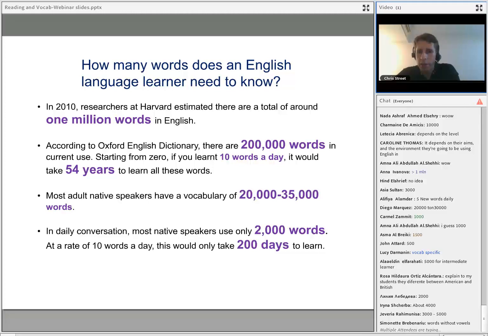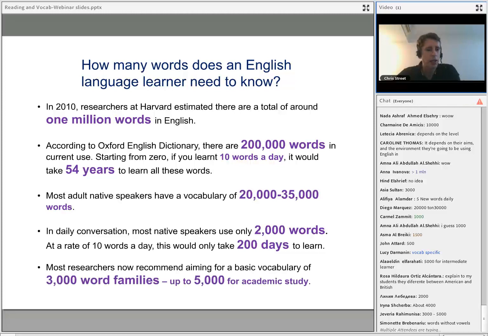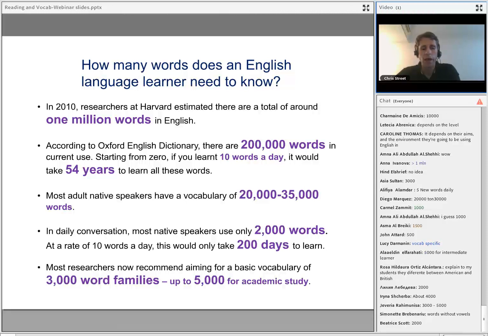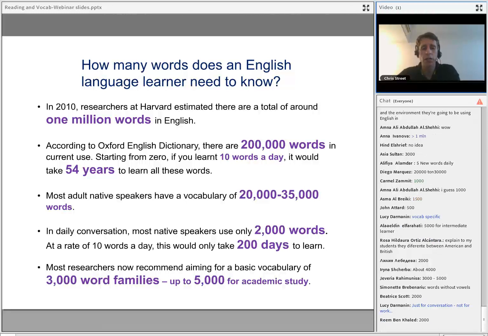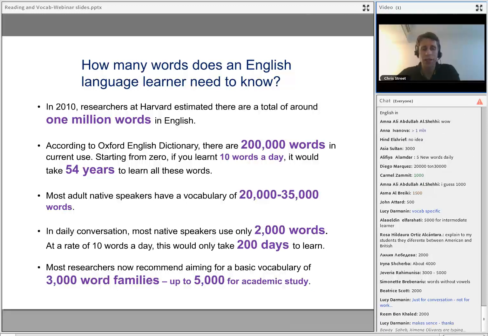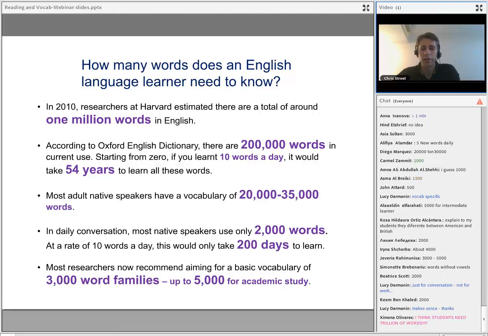And I've seen a number of people write down 3,000 to 5,000. And this is kind of what a lot of researchers now recommend for an English language student. You aim for a basic vocabulary of 3,000 word families, or maybe more if you're planning to go on to academic study. But I think these figures are good. It's useful for us to know as educators, but it's useful to share them with students as well, so they don't think they have to study a million words. They can break it down into more manageable chunks.